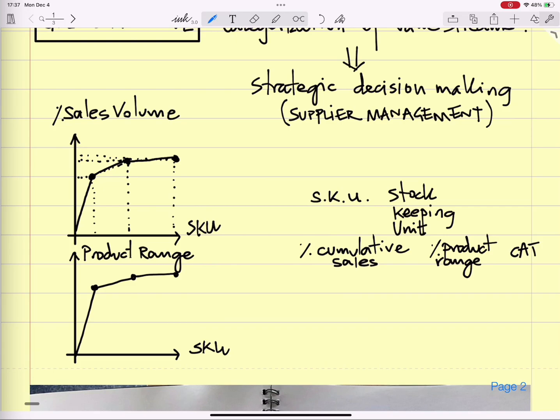So the first 50% of the products within the cumulative sales, or all the products that represent 50% of our cumulative sales and are within the first 6% of the product range, we call the green value stream. Okay.